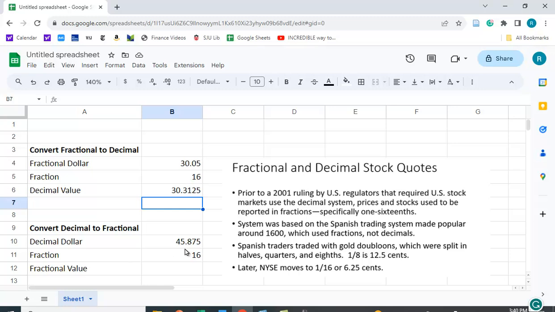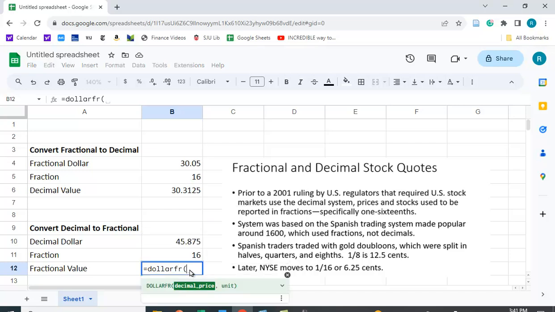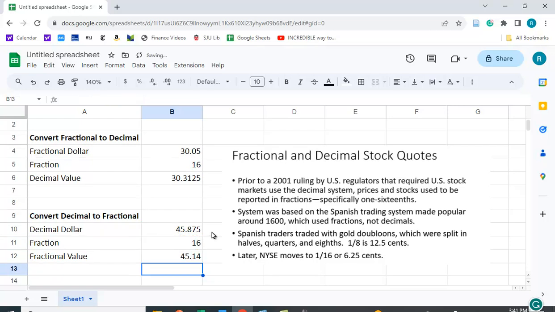Suppose you happen to have the decimal format. Okay, 45.875, so $45.875. Let's convert it to the fractional value. So there's also a function for this. This is DOLLARFR for fraction. And we put in the dollar amount or dollar value. Then we put in the fractional value and close up the parentheses, and we get 45.14. So that means 45 and 14/16. Okay, you could reduce that fraction to 7/8, and 7 divided by 8 is 0.875.